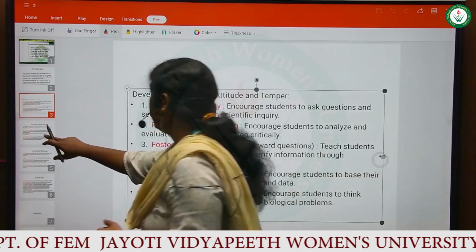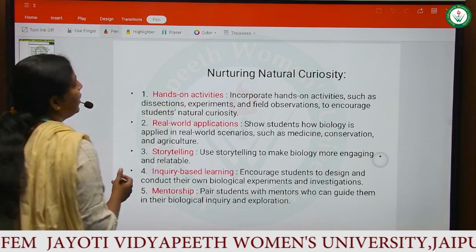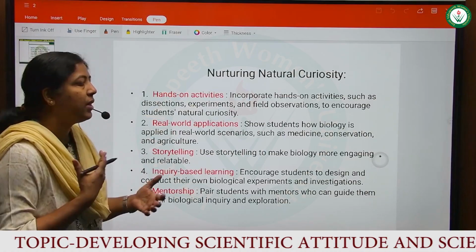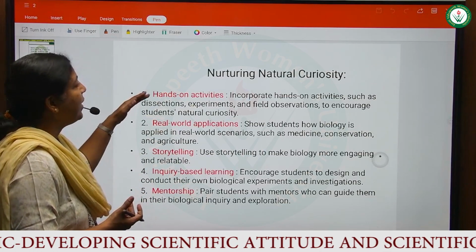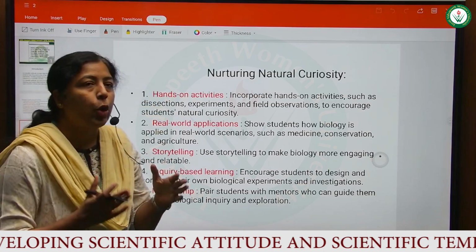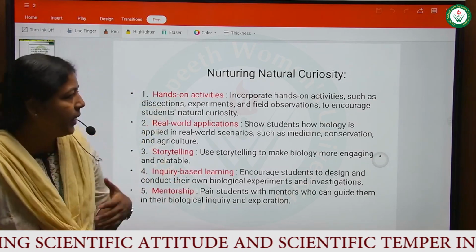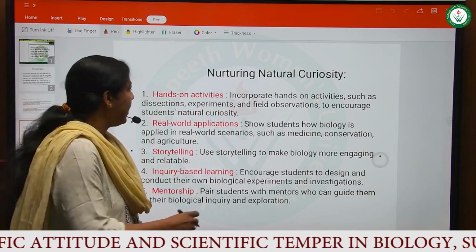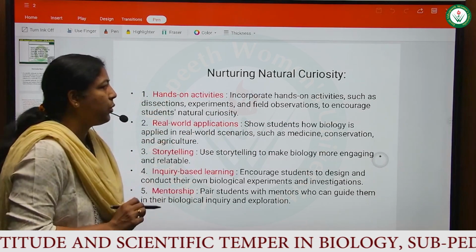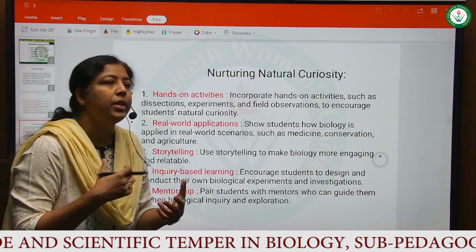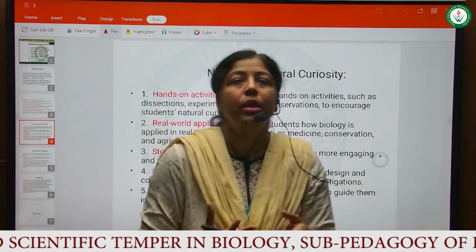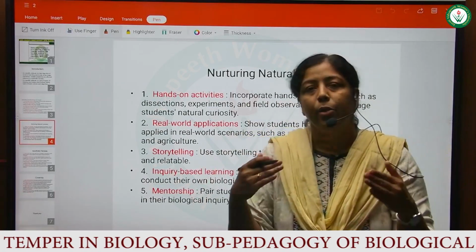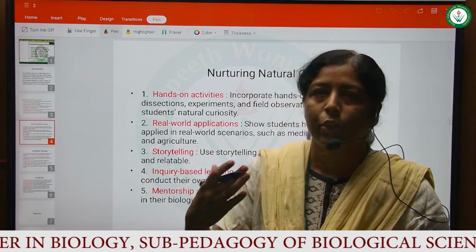Okay, so nurturing the natural curiosity within them. How can we nurture the natural curiosity within them? Hands-on activities. We can incorporate different hands-on activities such as dissection, experiments, field experiments, encouraging the students' natural curiosity. For example, we are using the flower, different parts of the flower. We can dissect them, we can show them different parts, and they can understand which part is which.